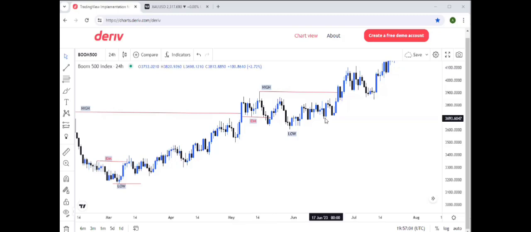Okay, so for an inducement, the low has to be taken and the high has to be taken. So that's what makes it an inducement. The low has been taken, the high has been taken, so it's an inducement. So we pushed up.